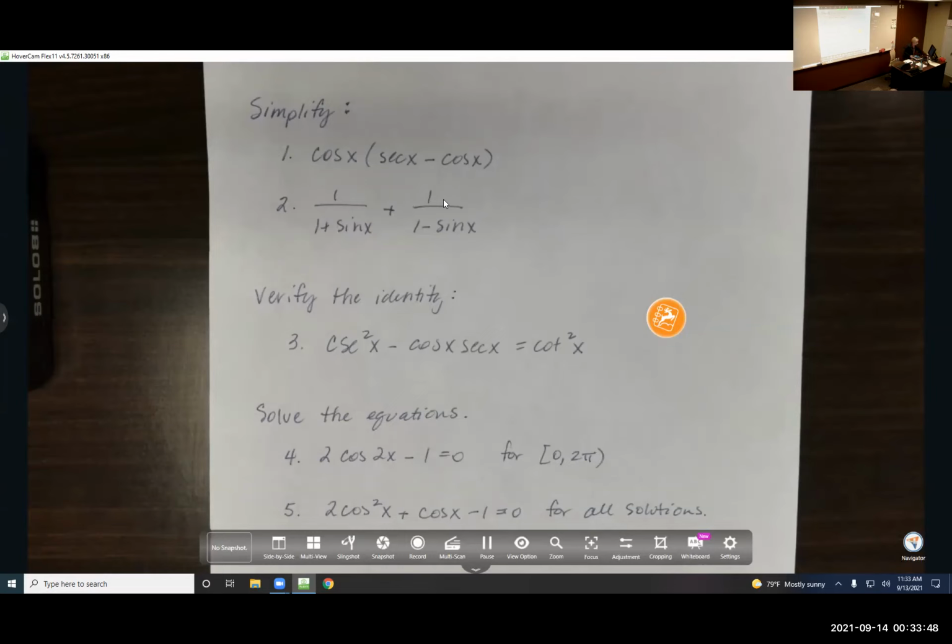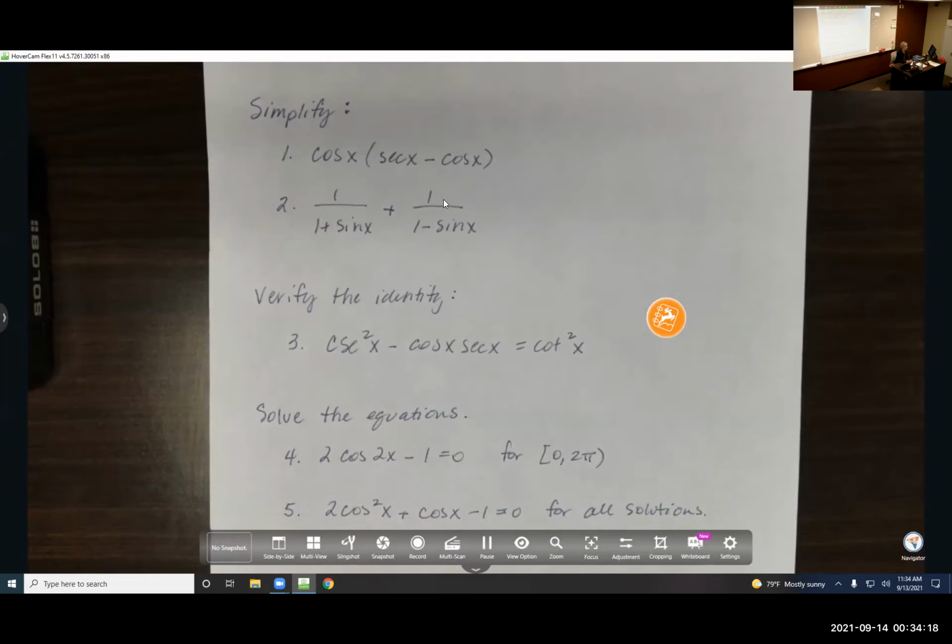What would you do for question number 2? Does that one look somewhat familiar to you? What is our common denominator? It's the 2 denominators, isn't it? 1 plus sine x and 1 minus sine x. Okay, does it look familiar to you, that one? Close, right? You had a problem like that on your Desmos activity and a problem like that in the homework assignments.